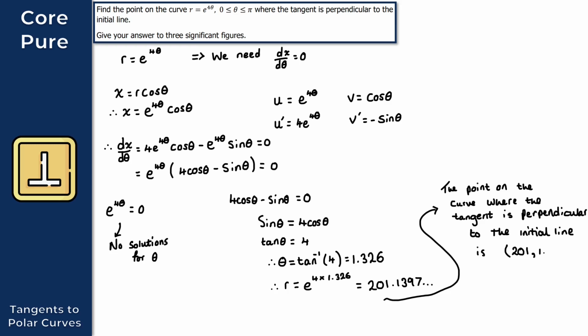And there we have it. That gives us our solution. This is the point on the curve where the tangent is perpendicular to the initial line. It's just a single tangent here, and it is given as 201 and 1.33. So there we have it. That gives us the solution to this question, and that brings us to the end of this video on tangents to polar curves.